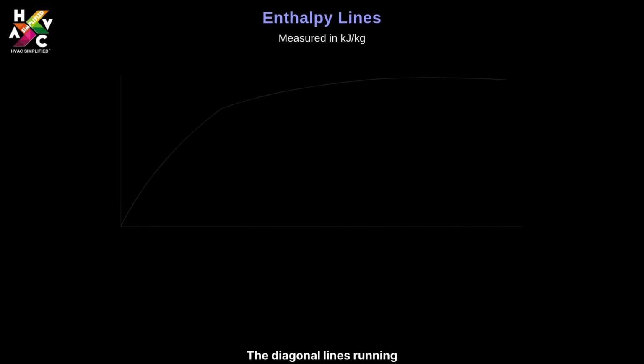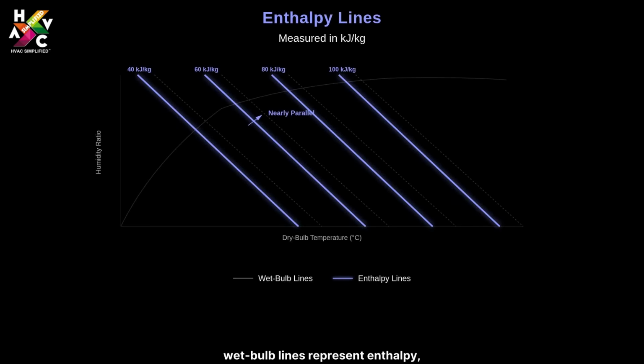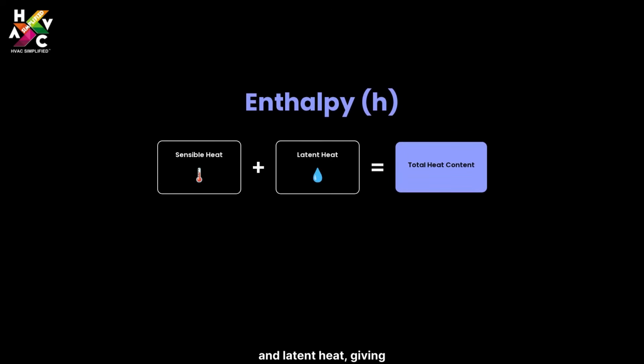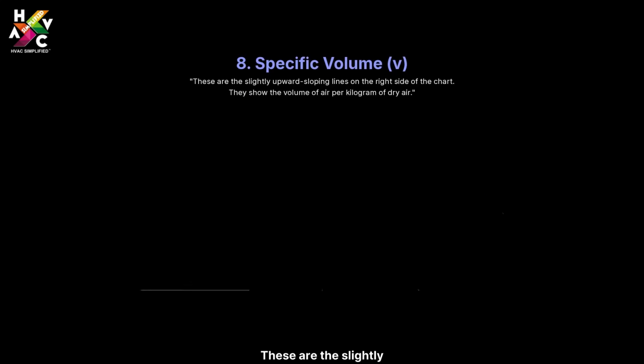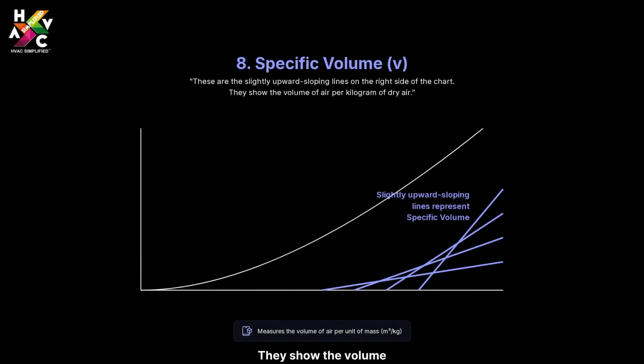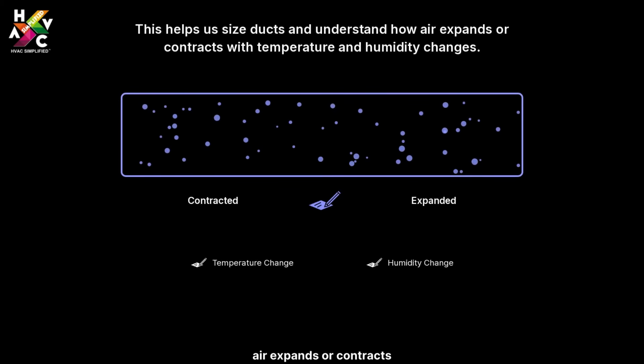The diagonal lines running almost parallel to the wet bulb lines represent enthalpy, measured in kilojoules per kilogram. Enthalpy combines both sensible and latent heat, giving the total heat content of the air. It's used to calculate cooling and heating loads. These are the slightly upward-sloping lines on the right side of the chart. They show the volume of air per kilogram of dry air. This helps us size ducts and understand how air expands or contracts with temperature and humidity changes.